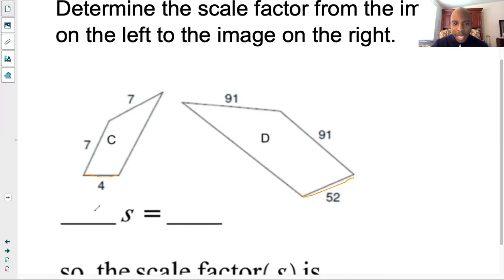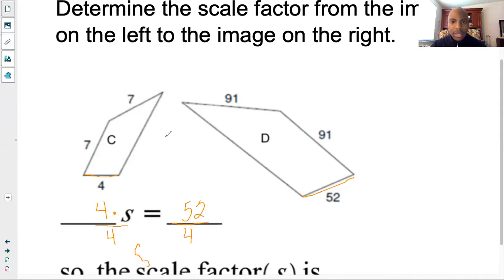So 4 times S, so 4 times something would equal 52. So what times 4 is going to give me 52? Now remember, this is multiplication. The opposite of multiplication is division. You can put a little multiplication mark there if you want. Divide both of these by 4. And you end up getting the scale factor according to this.